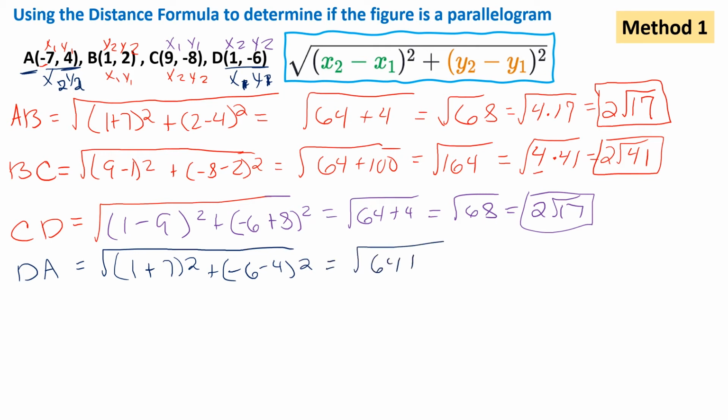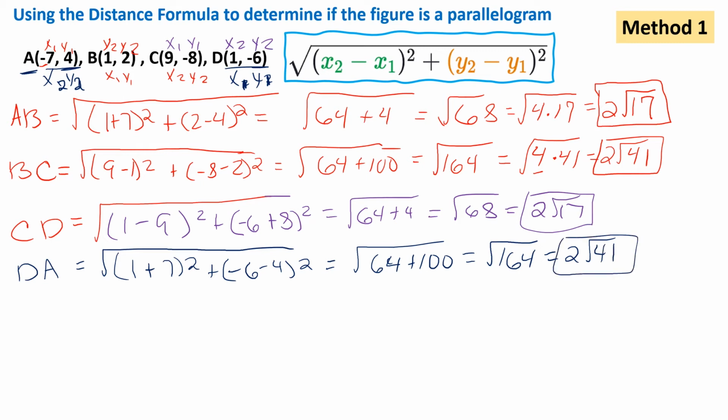64 plus 100. If you know how to use a distance formula, you could fast forward through this if you understand how to use it to see how we get the answers there. And I get 164, and I could break that up. My two factors are 4 and 41, but I could see that it's the same as BC.